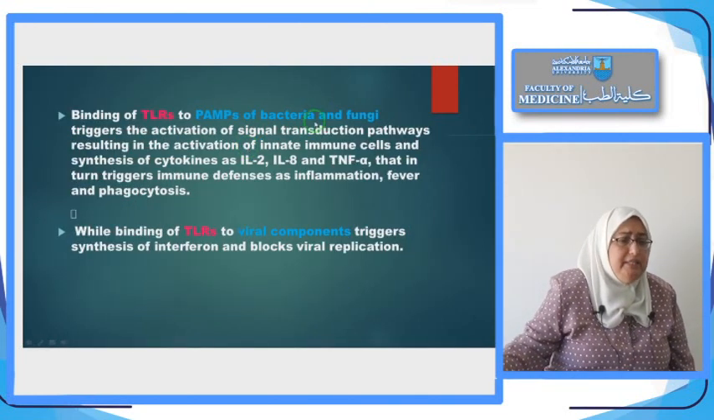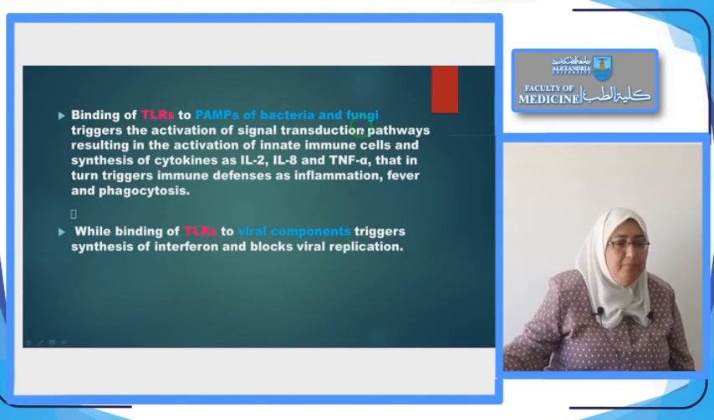Binding of PAMPs of bacteria and fungi to Toll-like receptor will trigger the activation of signal transduction pathway, resulting in the activation of innate immune cell and synthesis of cytokines such as interleukin 2, interleukin 8, and tumor necrosis factor alpha, that in turn trigger immune defense such as inflammation, fever, and phagocytosis. While binding of viral component to Toll-like receptor triggers the synthesis of interferon, which blocks viral replication.